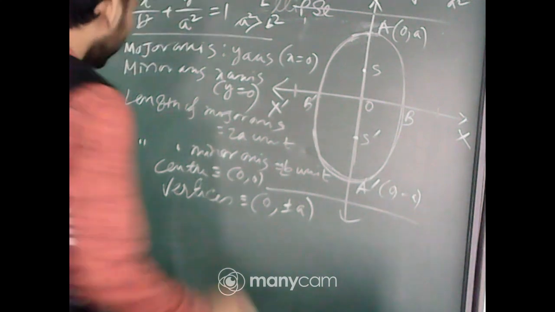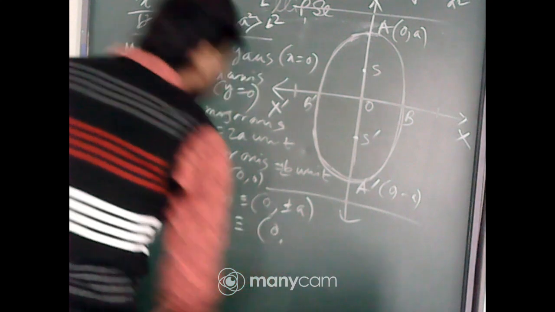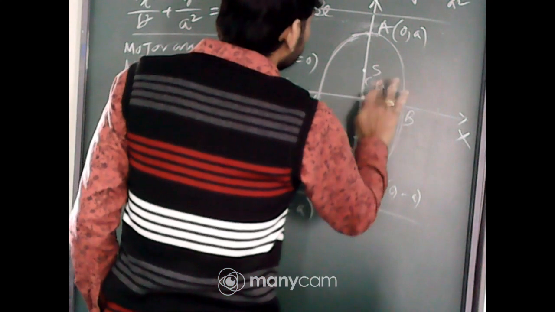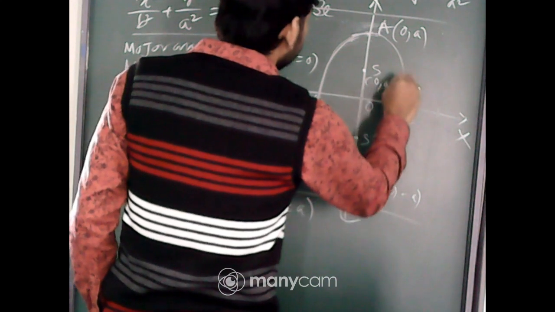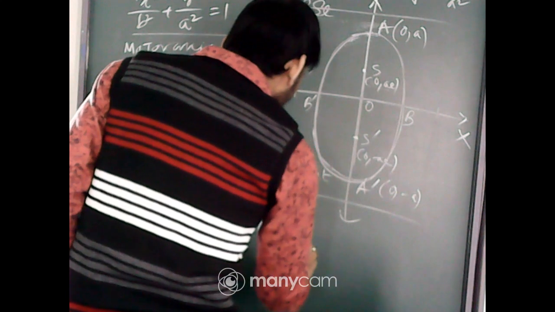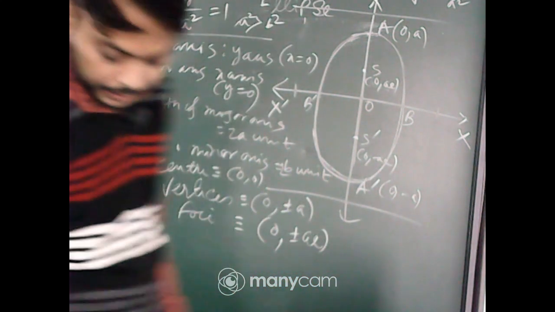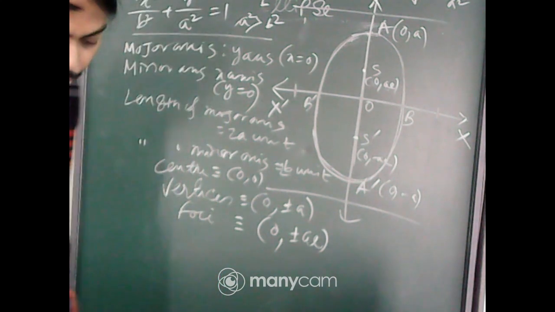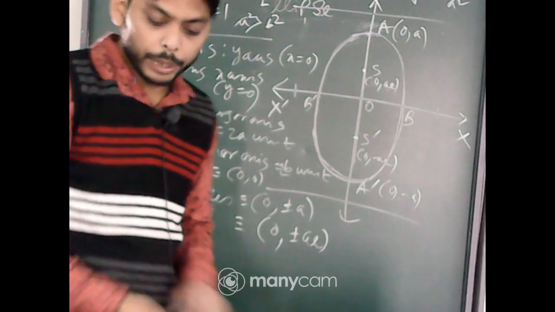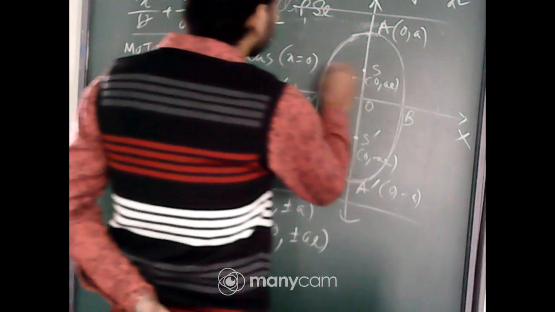Now foci, S is 0 comma ae and S dash is 0 comma minus ae. So simultaneously 0 comma plus minus ae. Okay. Distance between two foci, I am not writing on the board, that remains unchanged, 2ae, and the length of latus rectum, that is again 2b square by a.